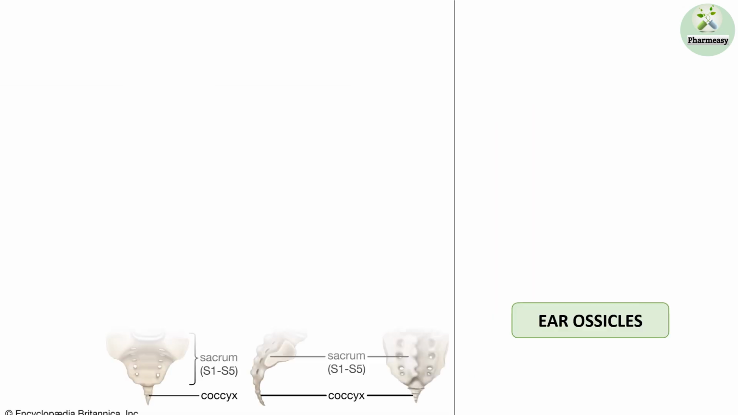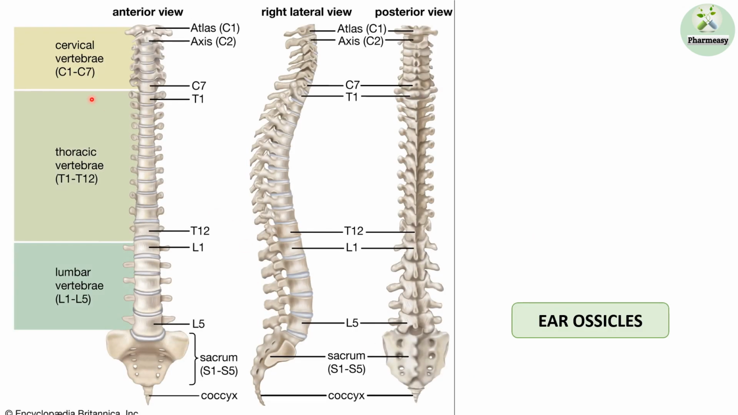This is a figure of vertebral column. Its anterior view, lateral view and posterior view. These are cervical bones from C1 to C7. C1 is the atlas bone. Thoracic bones are from T1 to T12. Lumbar bones are from L1 to L5. This is fused sacrum bone and last is coccygeal bone.